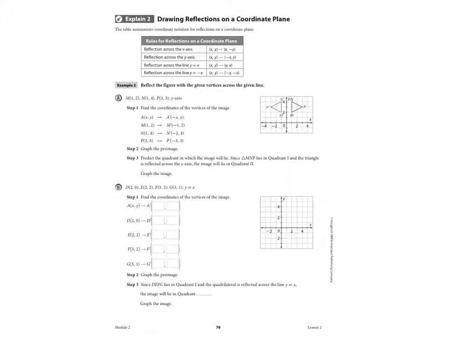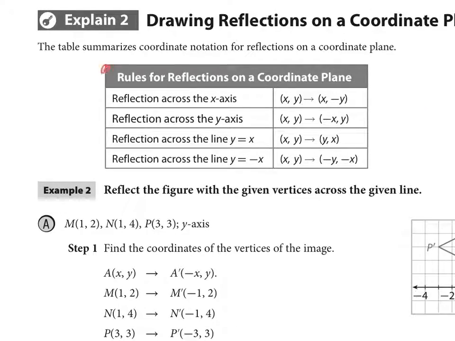On the next page, there's some rules for reflecting. And you can memorize these if you want to, or you can just work them out. But across the x-axis, remember it's y that becomes the opposite. Across the y-axis, x becomes opposite. Reflected across the line y equals x, the x and y's flip places. And if you reflected across y equals opposite x, they flip places and become opposite. I want to do one more problem, and then we'll call it a day.